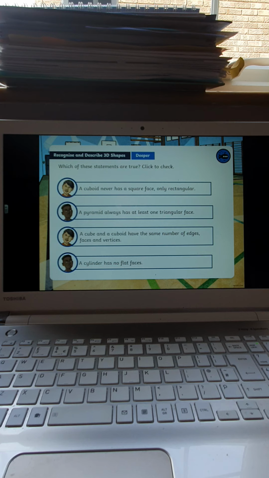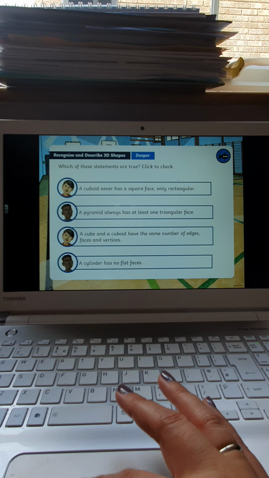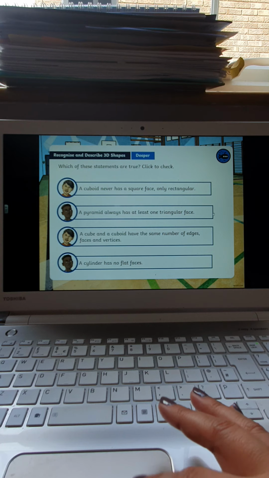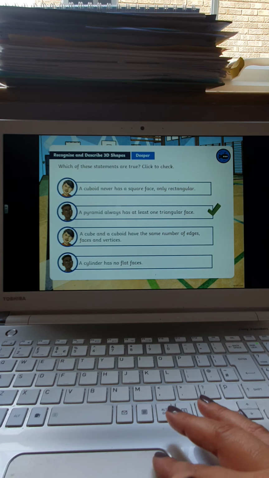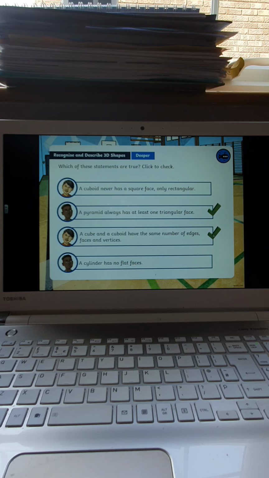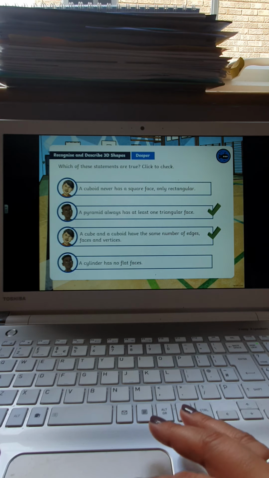Cuboids can have some square faces, but some will always be rectangular. A pyramid must have at least 1 triangular face. Cubes and cuboids have the same number of edges, faces, and vertices. And a cylinder would have 2 flat faces, 1 at the top and 1 at the bottom.